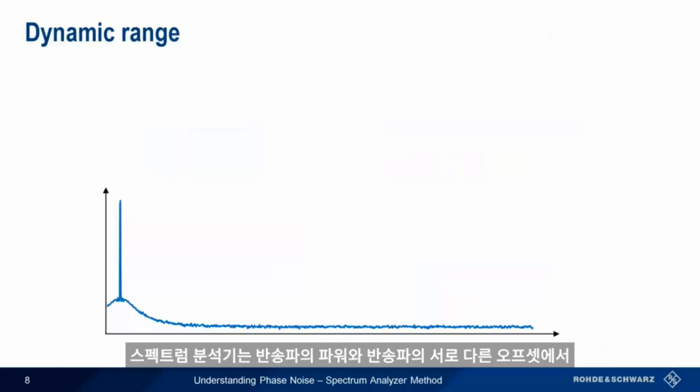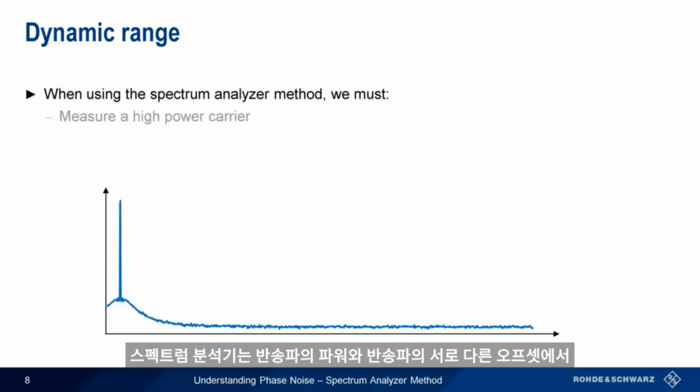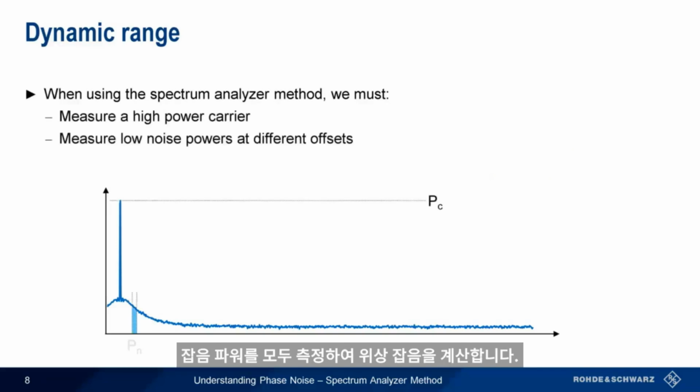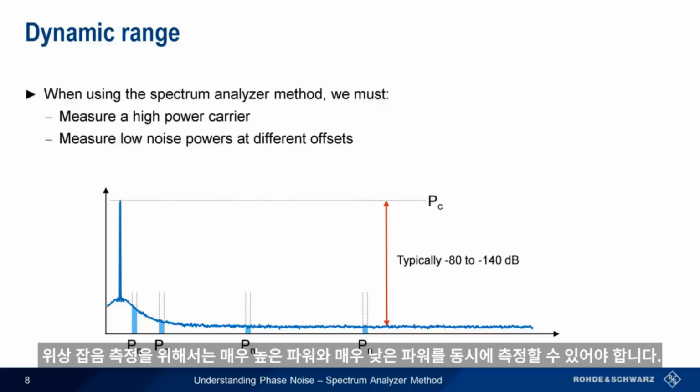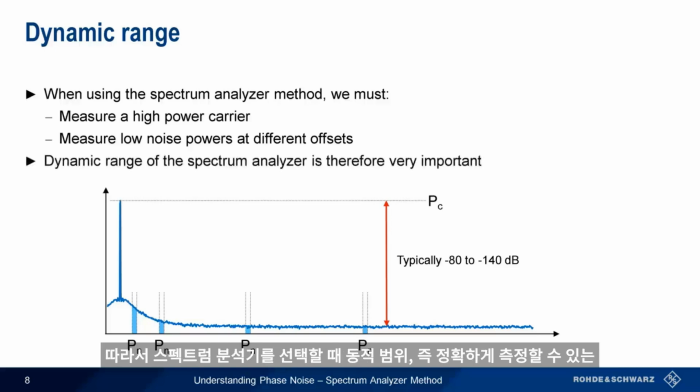In the spectrum analyzer method, we calculate phase noise by measuring both the power of the carrier as well as the noise powers at different offsets from the carrier. The difference between the measured carrier power and the measured noise power is usually quite large, typically 80 to over 140 dB. And to make accurate phase noise measurements, we need to be able to measure both very high and very low powers simultaneously. Therefore, dynamic range, that is, the difference between the largest and smallest signals that can be accurately measured, becomes very important when choosing a spectrum analyzer for making phase noise measurements.